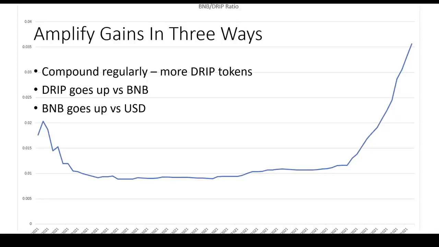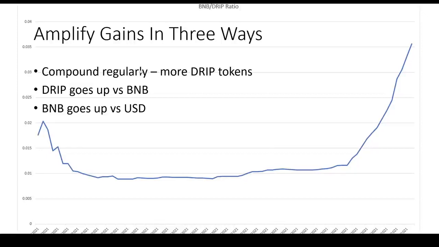So one way to amplify your gains in DRIP is to compound regularly. You can do it every day, you can do it twice a day, you can do it 3 times a day, you can do it once a week, you can do it every 5 days, whatever you want to do. You can compound regularly and you're going to earn more DRIP tokens. You don't have to compound. You can just let the tokens drip out to your available at 1% a day.